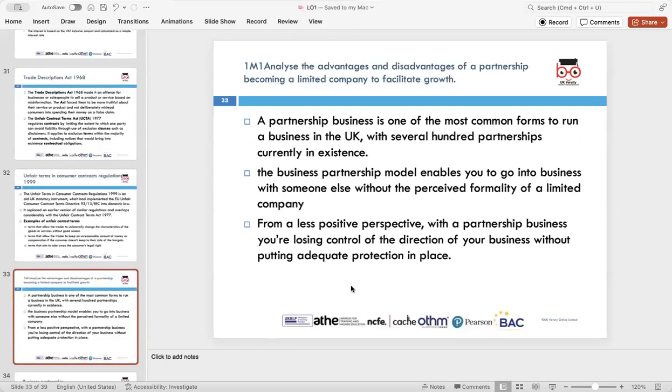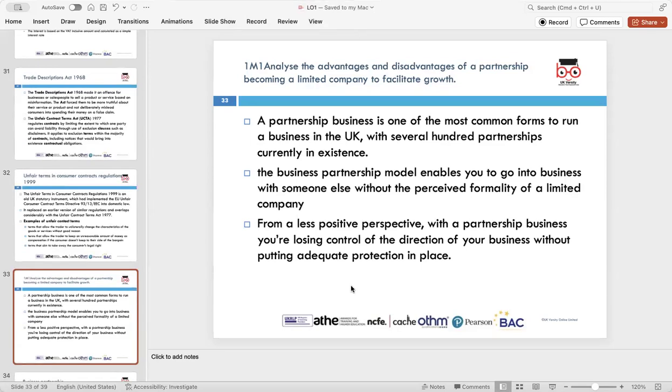Then analyze the advantages and disadvantages of a partnership becoming a limited company to facilitate growth. Conduct an analysis of the business benefits and drawbacks associated with the partnership, transitioning into a limited company in order to promote expansion.